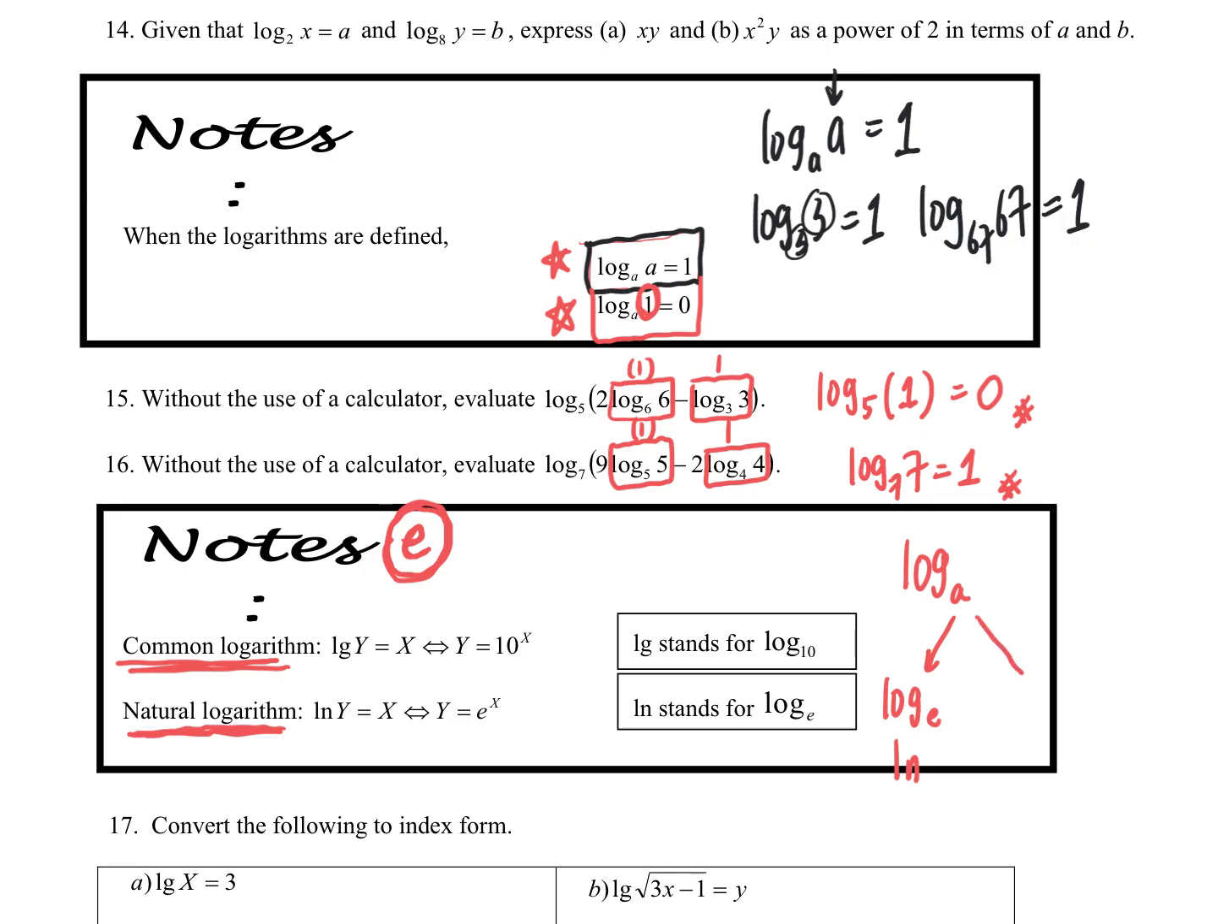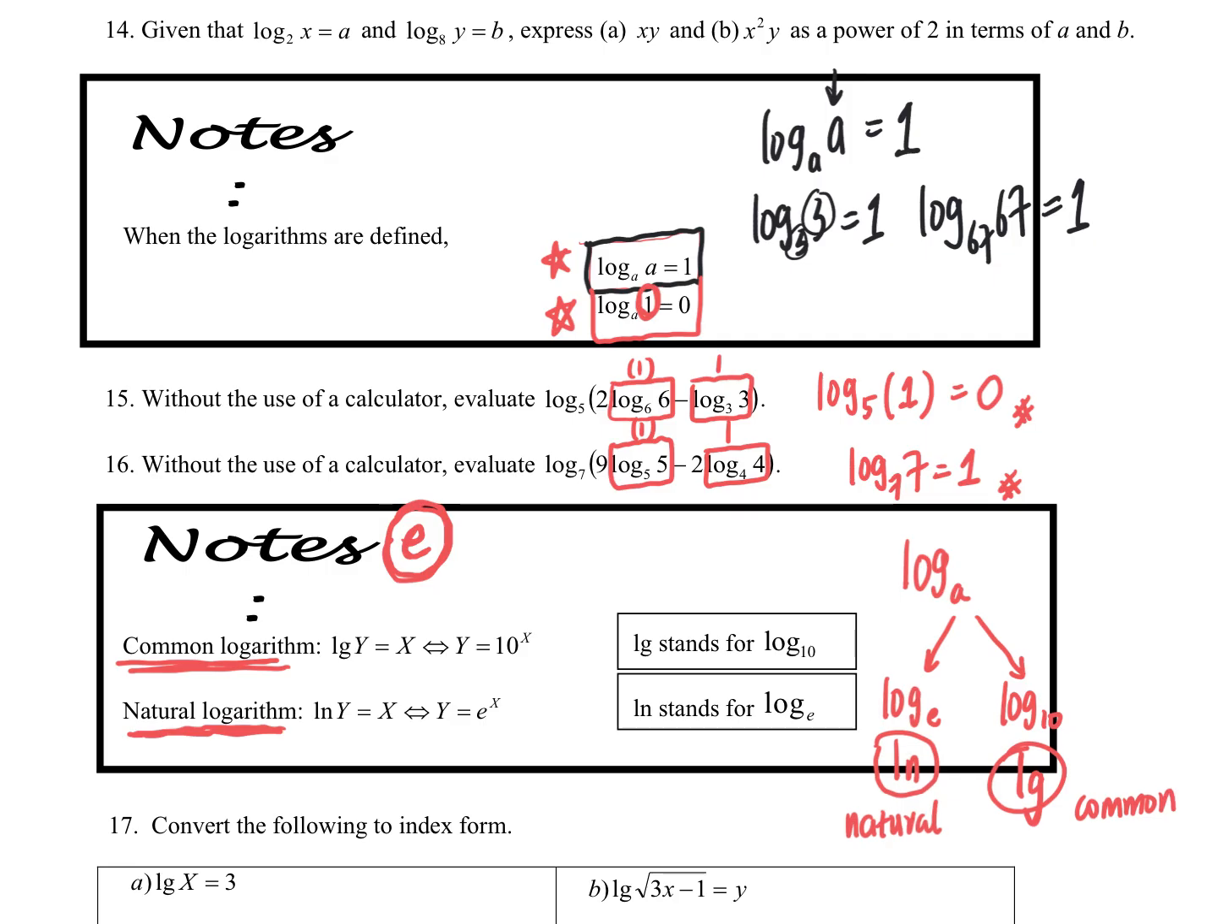What if the base is 10? Then they say, we just write lg. Don't need to write log base 10. Just write lg, it means log base 10. So this is your natural log, and this is your common log. Why do they need the common log?